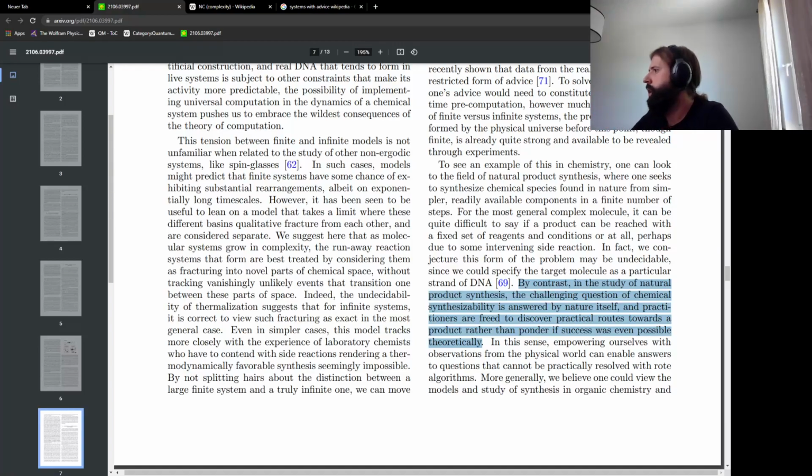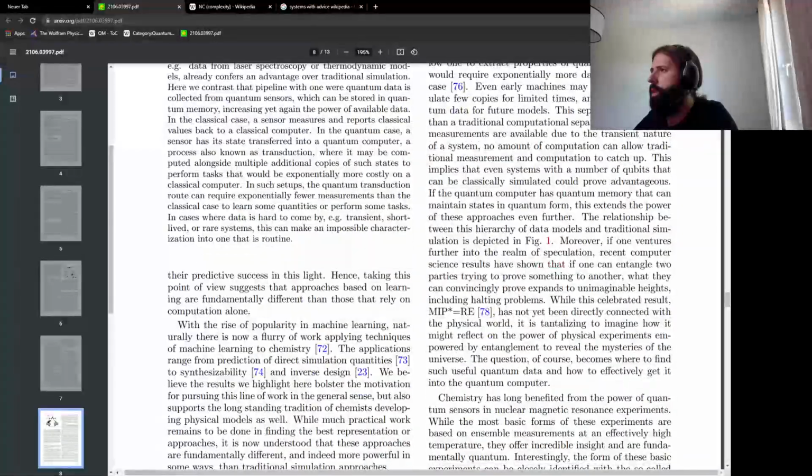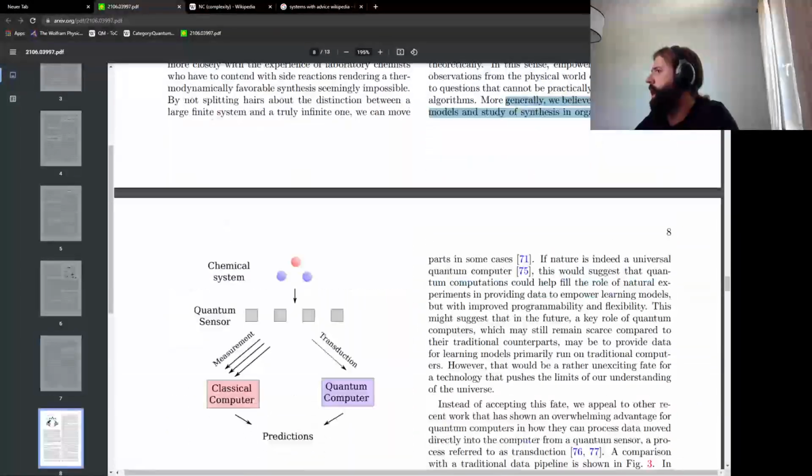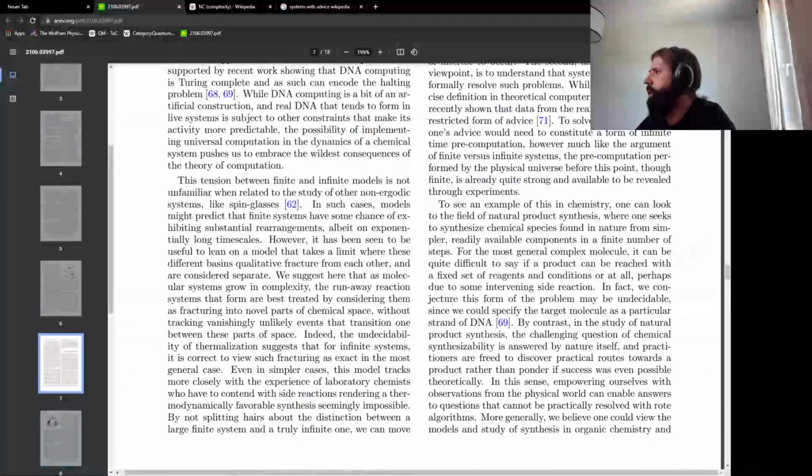In this sense, empowering ourselves with observations from the physical world can enable answers to questions that cannot be practically resolved with rote algorithms. More generally, we believe one could view the models and study of synthesis in organic chemistry and their predictive success in this light. Hence, taking this point of view suggests that approaches based on learning are fundamentally different than those that rely on computation alone. Okay, but let me just reread these again.